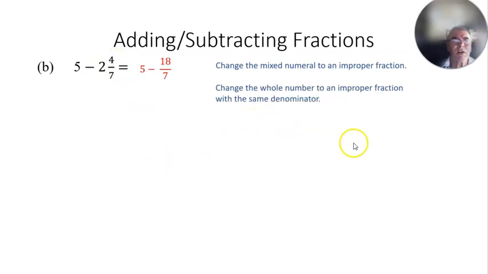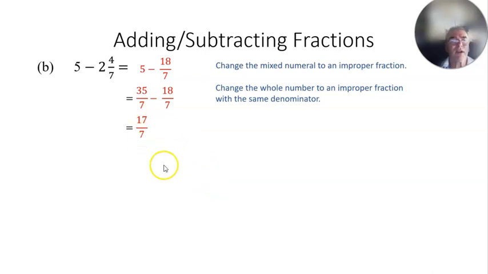I'm also going to change the whole number to an improper fraction with the same denominator. So what we want to do is change it over 7. And so I've got to multiply that by 7. And 7 5s are 35. So 35 on 7 minus our 18 on 7. Denominators are the same now. So just subtract them. 35 minus 18 gives us 17 sevenths.